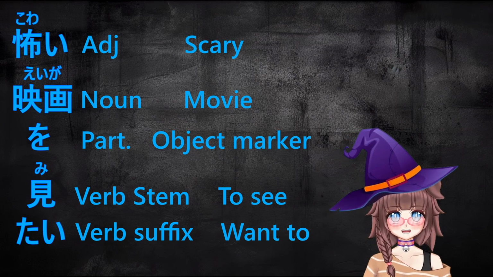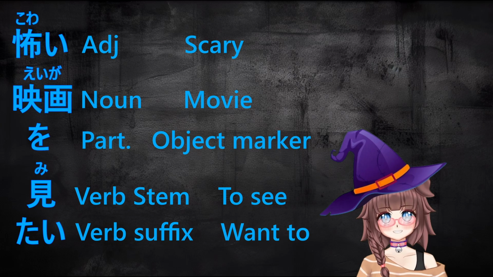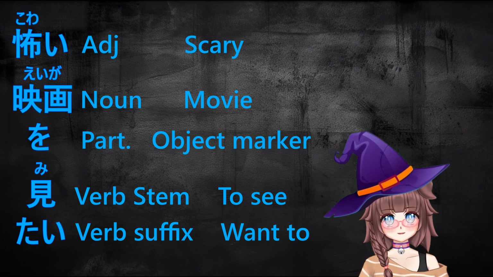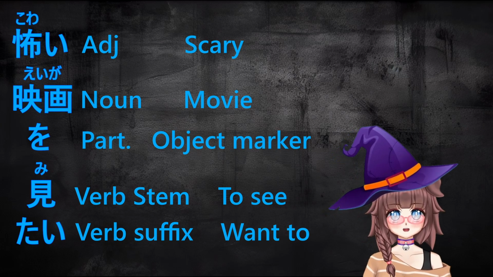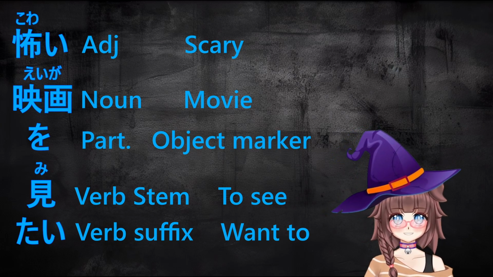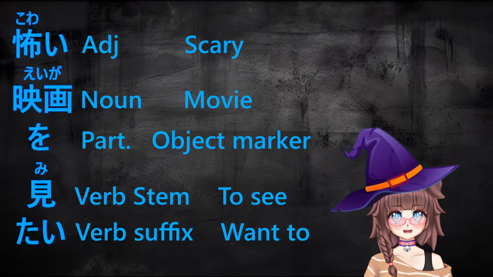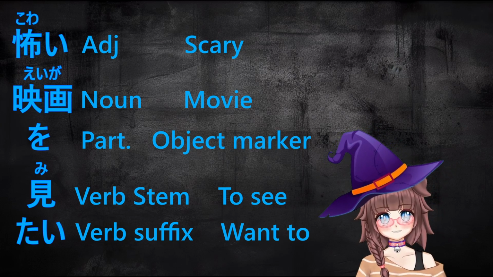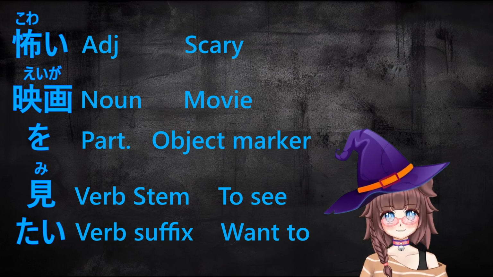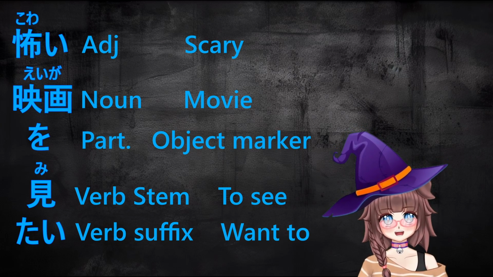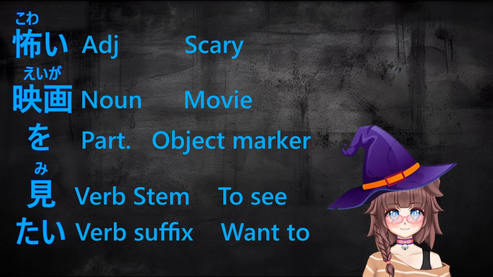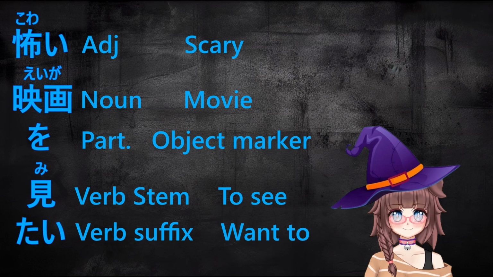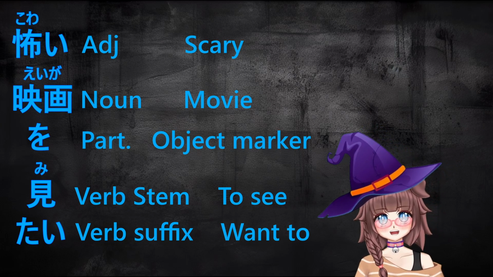One noun, scary movie. The particle in this sentence, the only particle that we see at least, is o. In this case, o is marking kowai eiga as the object unit for this sentence. It's the thing that is being watched or seen. And finally, we have our verb. The base verb to see in Japanese is miru. In this case, miru is in the tai form to indicate a desire to do this specific verb, right? So, mitai, I want to see.